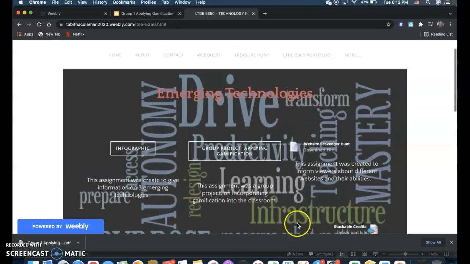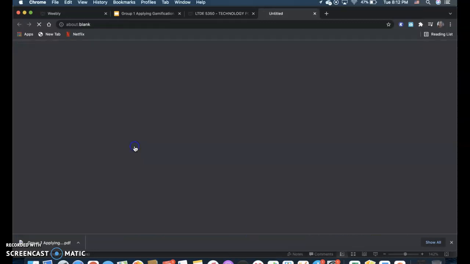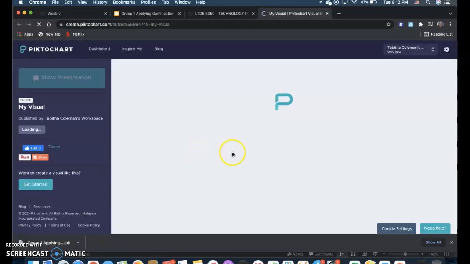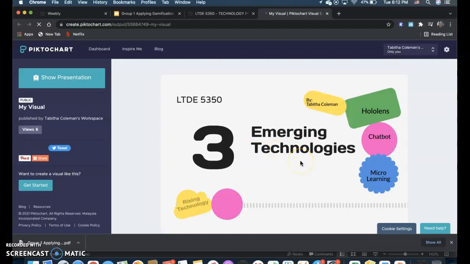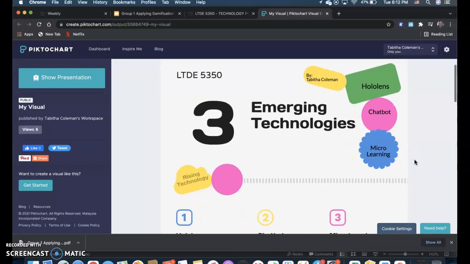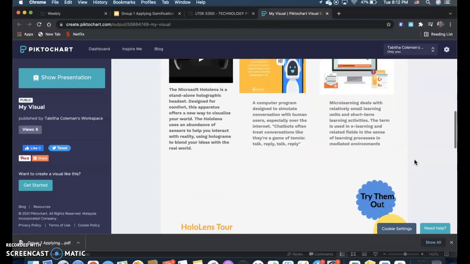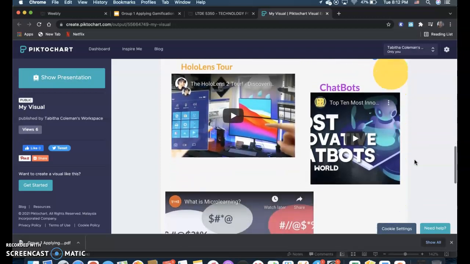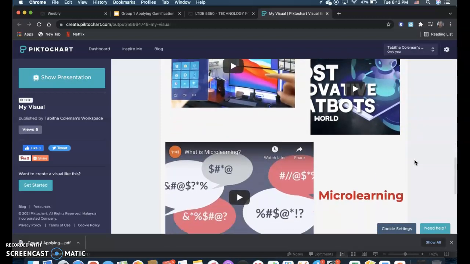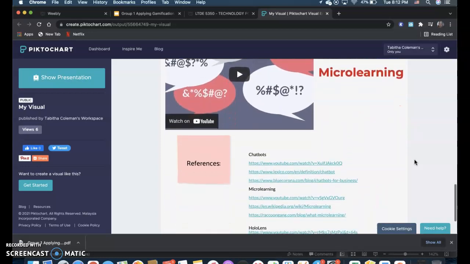So the first thing that I'm going to show you is my infograph. It was over 3 emerging technologies. I did the HoloLens, the chat box, and microlearning. This was just a definition on each. And then I gave a video for each, so you basically could see and try them out.